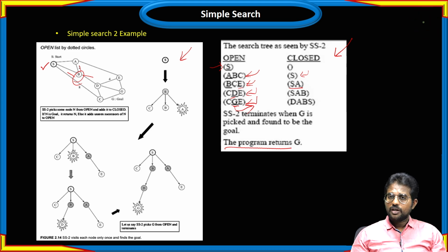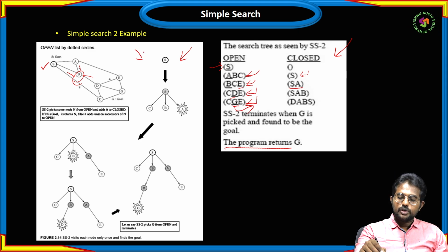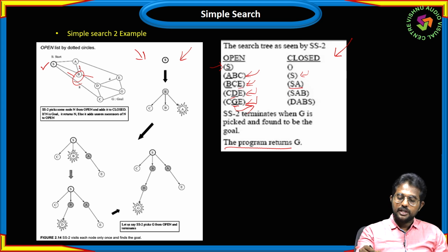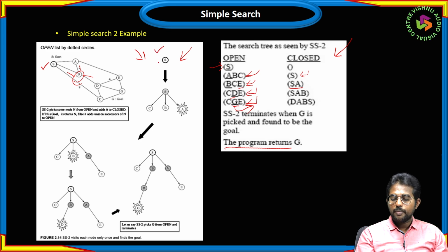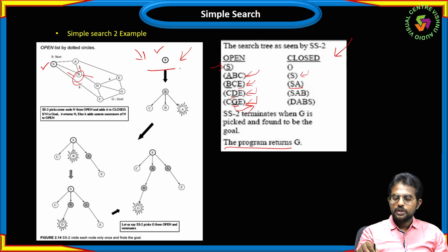So this is the working of SS2, that is, simple search 2 algorithm on the tiny search problem. If this same scenario is represented using a tree, it will be represented like this. In the initial step, open will have only S. So this will come under step 1, where we have only S.